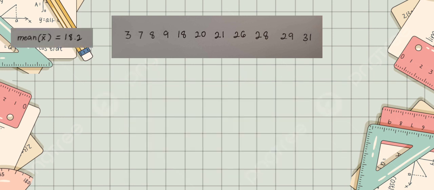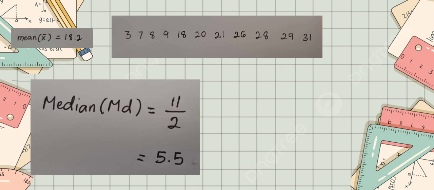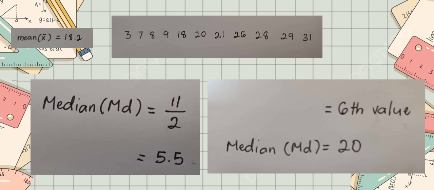Now, we will look for our median. So, we have 11 over 2. Divide it by 2, so it will become 5.5. In order to get our median, we have to round up the 5, so it will become the 6th value. Since our value there is 20, our median is 20.